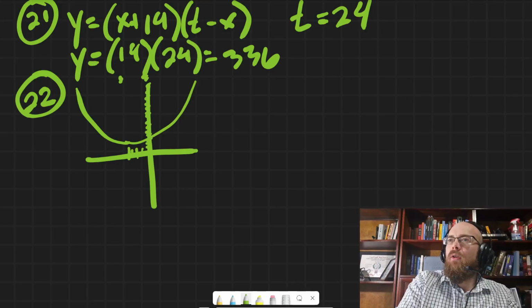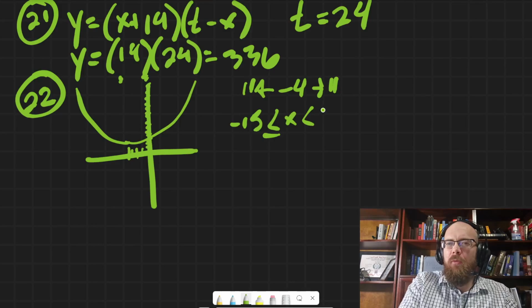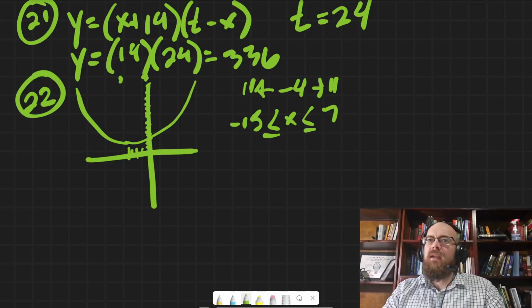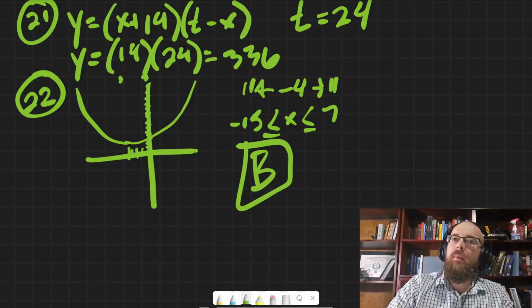Okay, so -4 is the center, and then it's going to go 11 spaces either way. So that would be -4 minus 11 would be -15, and that would be including that. And then -4 plus 11 would be 11 minus 4, which would be 7. So it looks like we can have any value that's between -15 and 7. So -14 is the only one that fits. There we go.